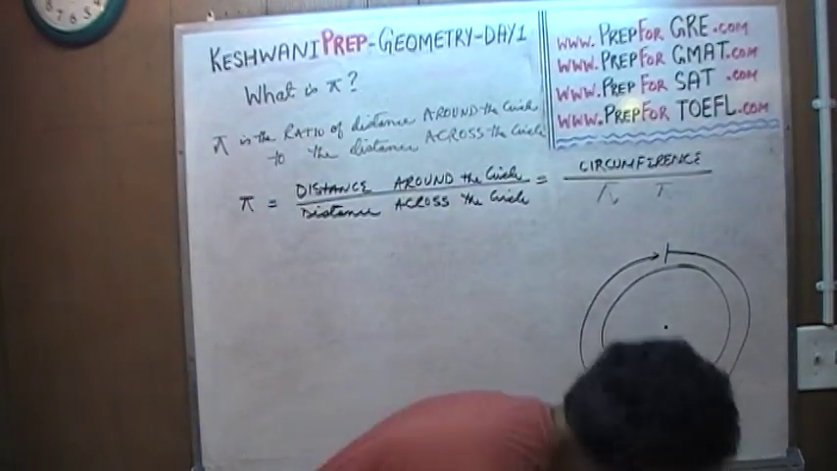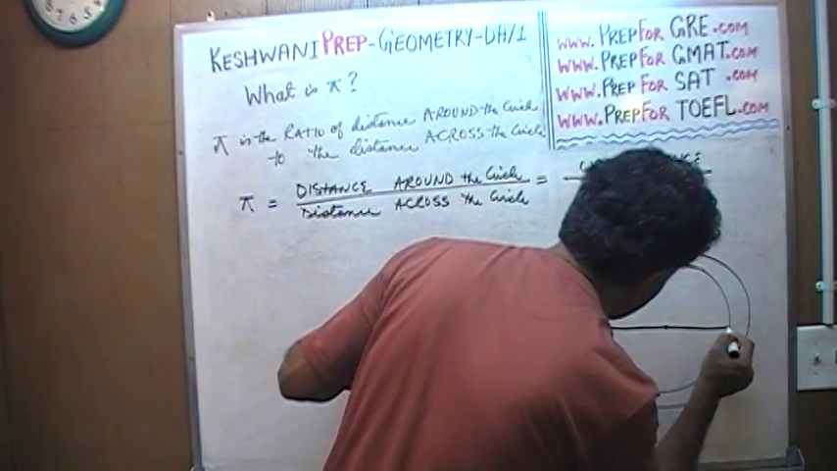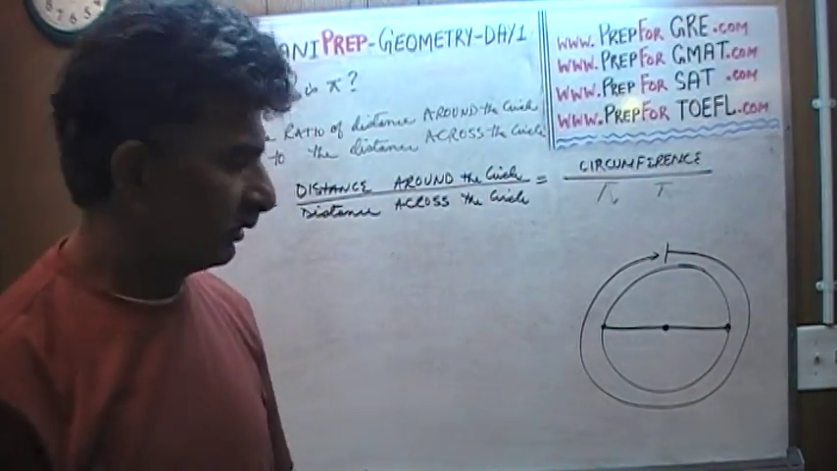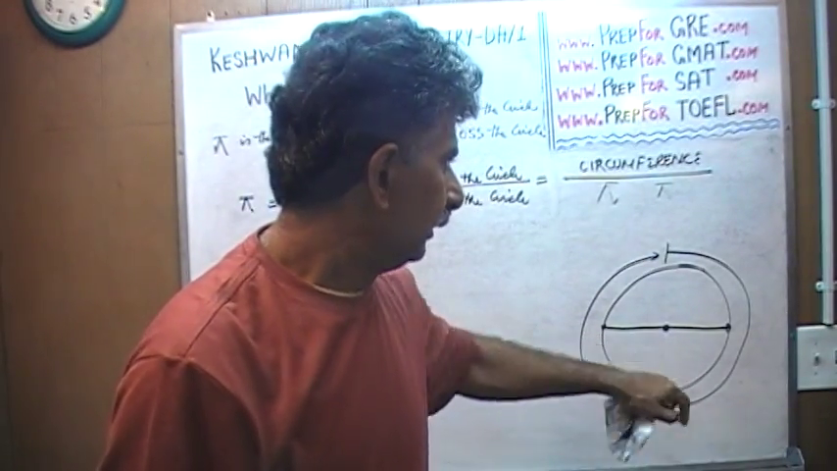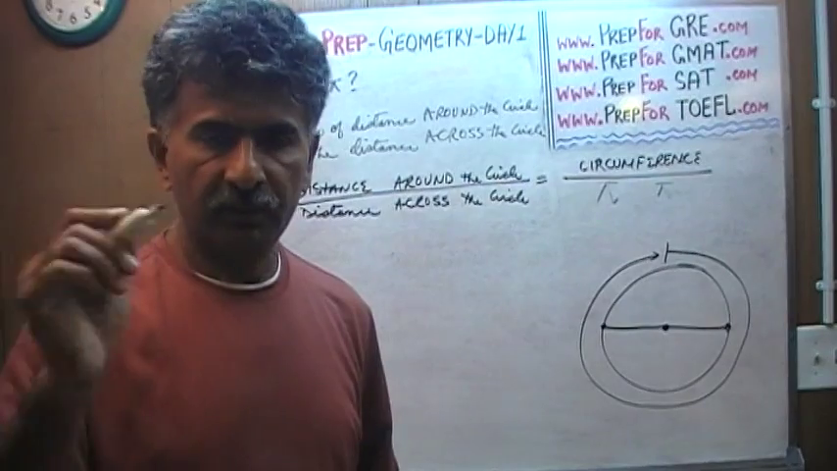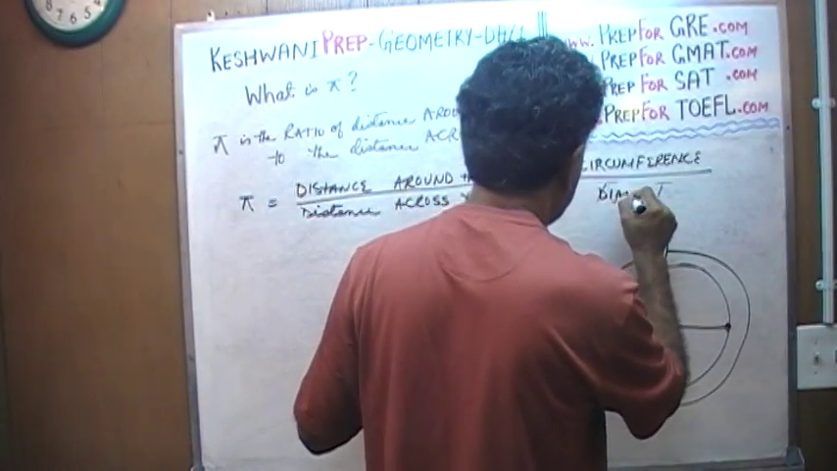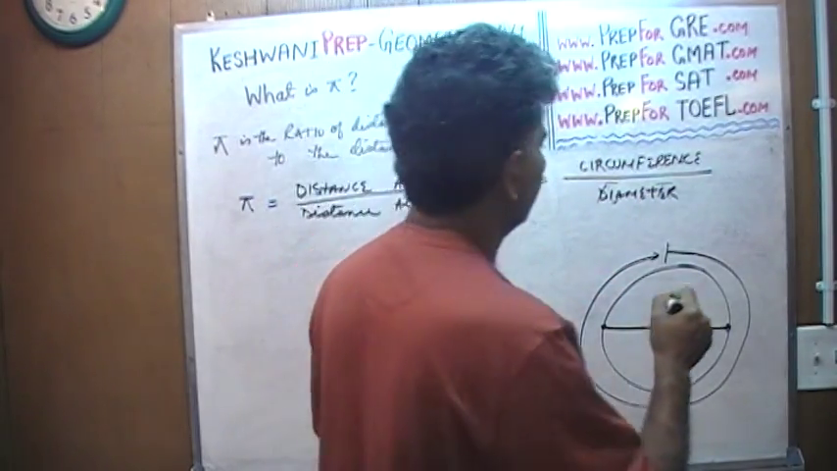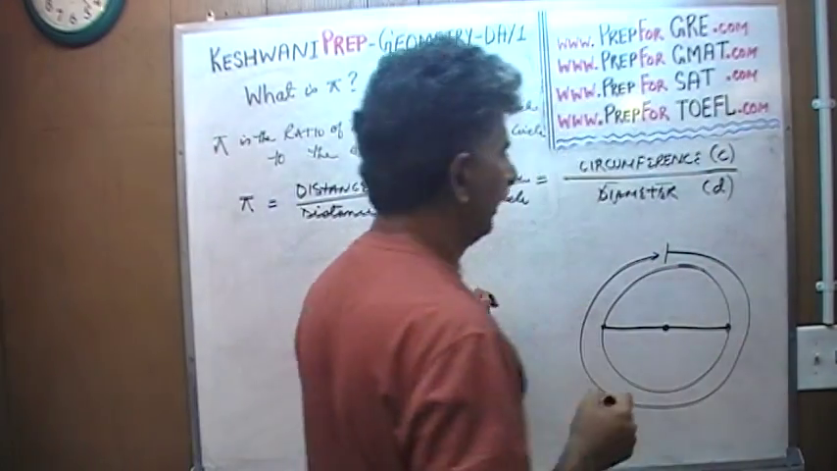What do we call something that represents distance across the circle? Now when you say across the circle, you must go through the center. That's what it means. What do we call that concept when you go across a circle through the center? Well, obviously it's called the diameter. Let's use C for circumference and small d for the diameter.